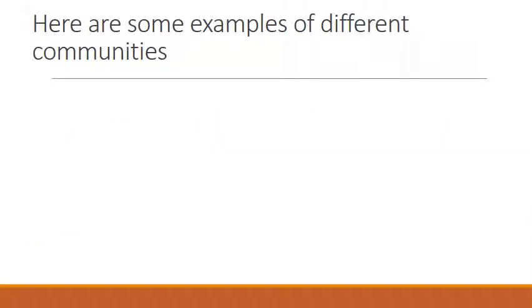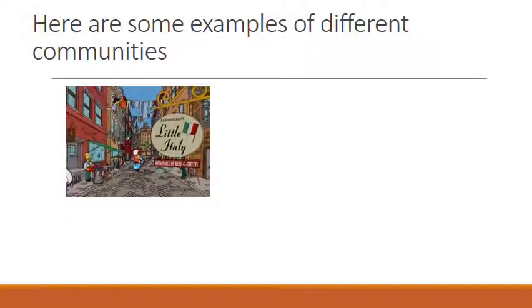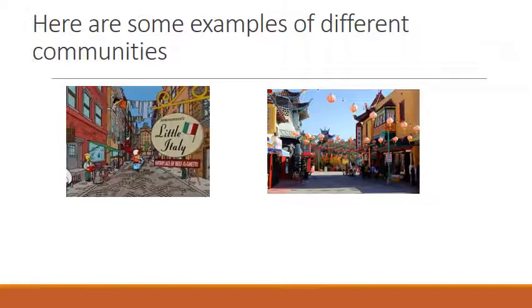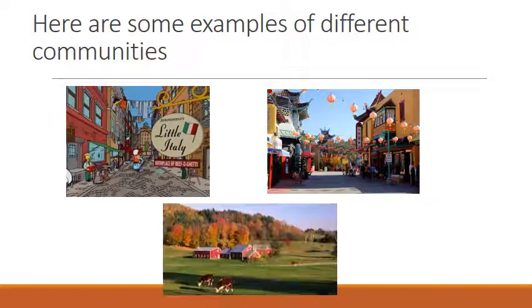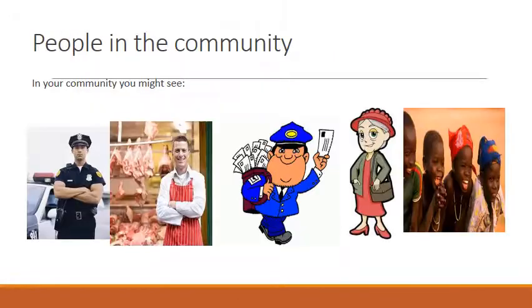Here are some examples of different communities: Little Italy, Chinatown, and a farm community. All communities have different groups of people. In your community, you might see your fellow policeman, your friendly butcher, the mailman, your grandma, and a group of children.